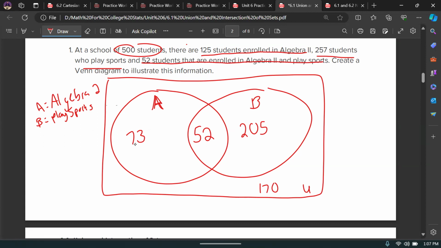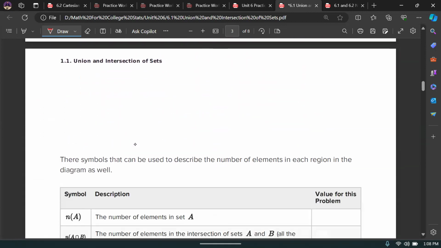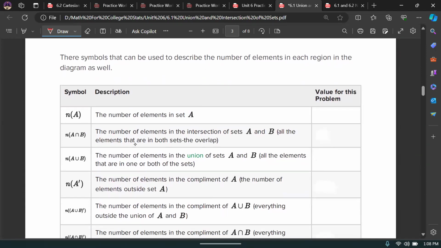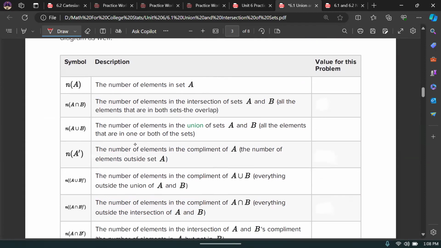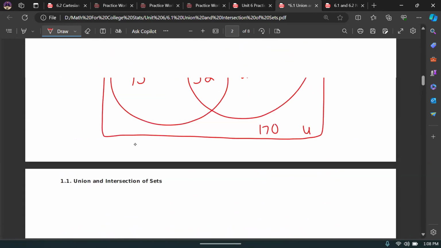All right, so hopefully that's our first look into Venn diagrams. We're going to have plenty more practice, but hopefully we're off to a good start there. All right, let's talk about some symbols and some meanings here, and then refer it back to this question.